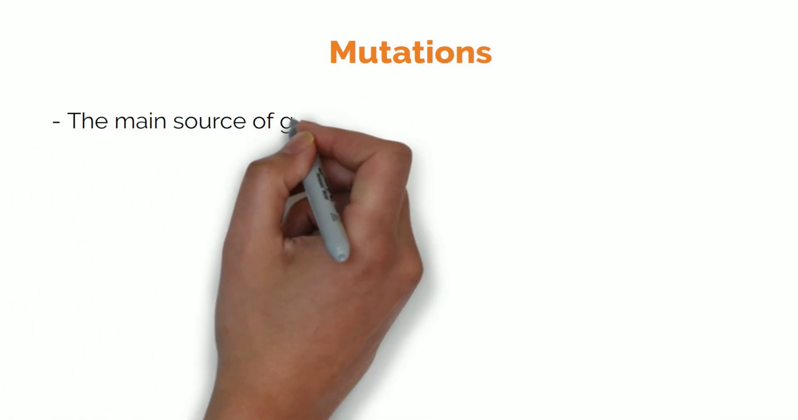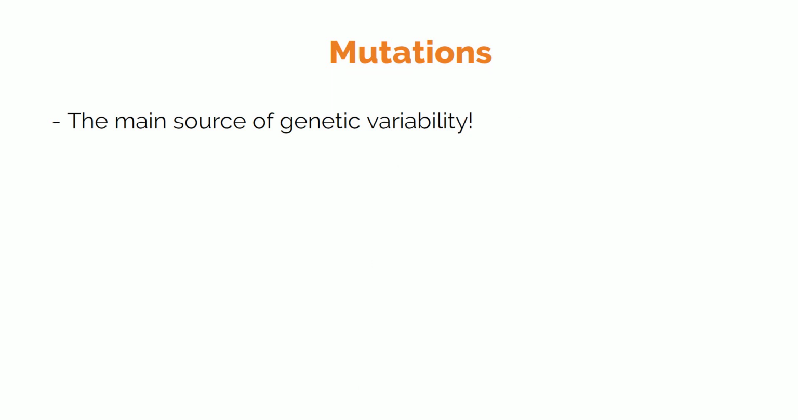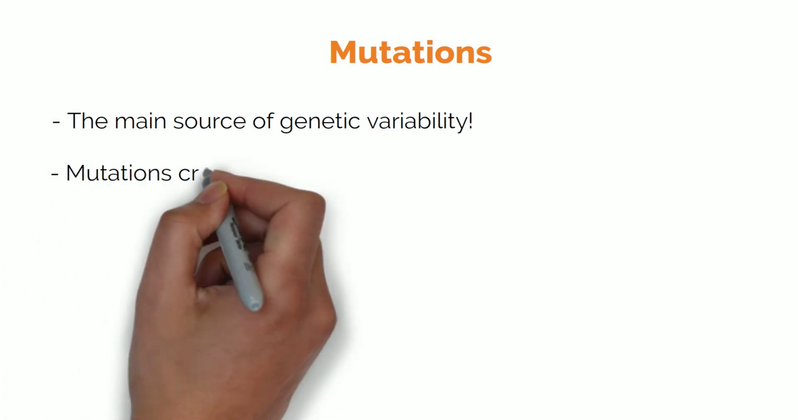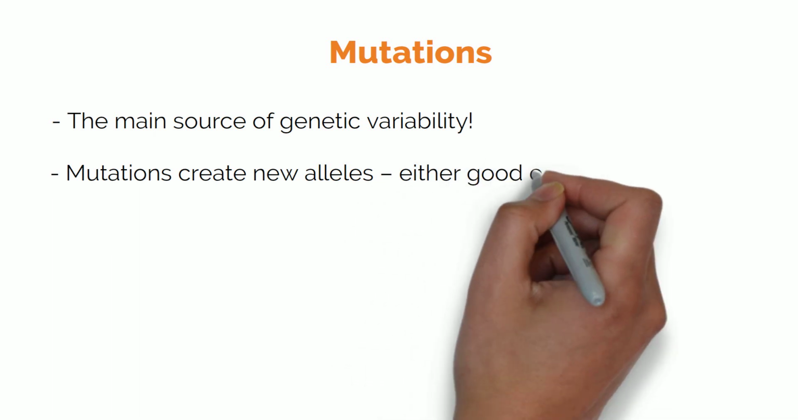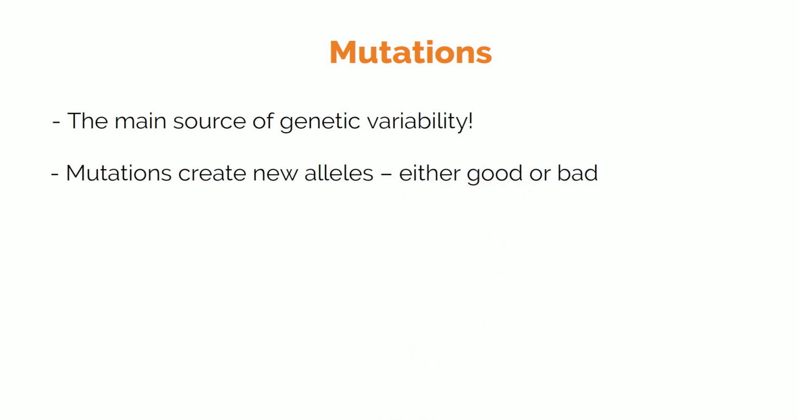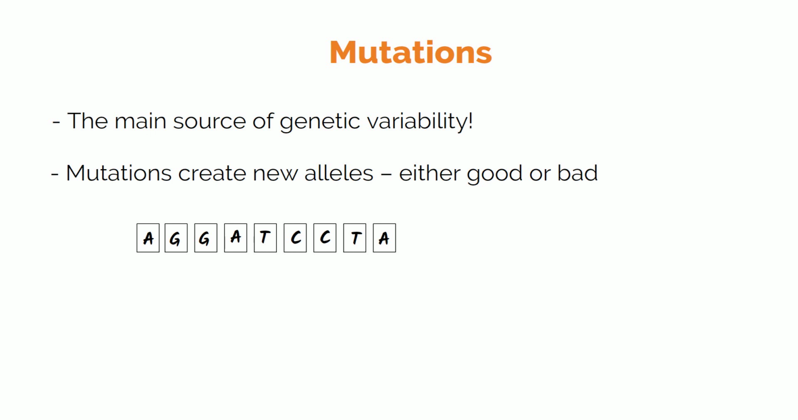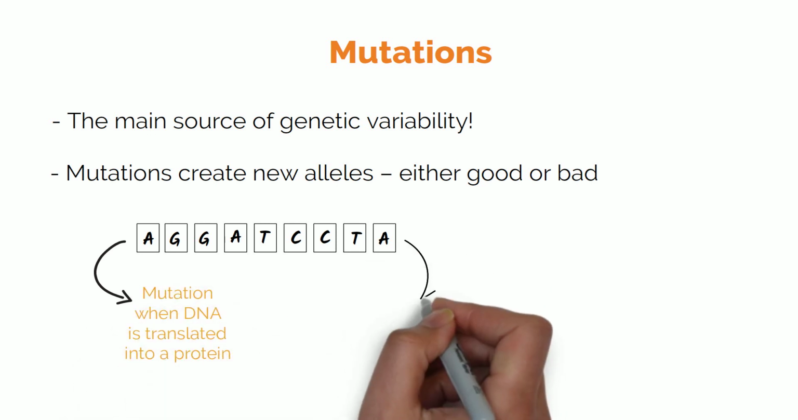But not all mutations are bad, remember. Mutations are the main source of genetic variability, and we only exist because our ancestors suffered numerous mutations that led us to where we are now. So mutations create new alleles, either good or bad. These mutations don't always occur the same way. If you think about your DNA and all those base pairs which are in a specific order, giving rise to the phenotypes you present, a mutation can occur in several ways, when that DNA is being translated into a protein or when it is replicating.